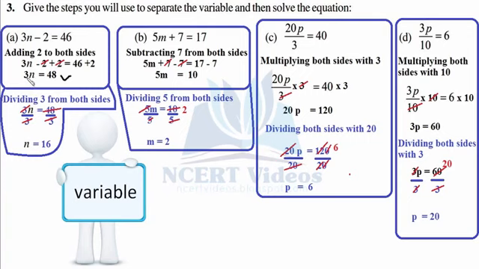Since it is multiplication, we will divide both sides by the same number which is attached to that particular variable, in this case 3. So dividing by 3 on both sides: 3n equals 48 as it is, divided by 3 on both sides.